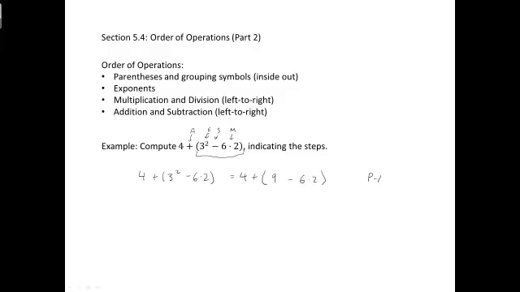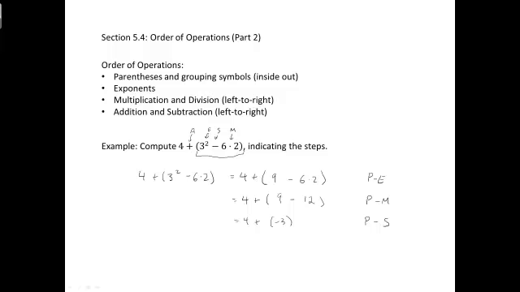And we're going to indicate this P-E, parentheses, and then the exponent inside the parentheses. What's next? 9 minus 6 times 2. The 6 times 2 is multiplication, so that happens next. So we're inside the parentheses, we're doing the multiplication. 4 plus 9 minus 12 is inside parentheses, so 4 plus negative 3. And we did subtraction inside the parentheses.